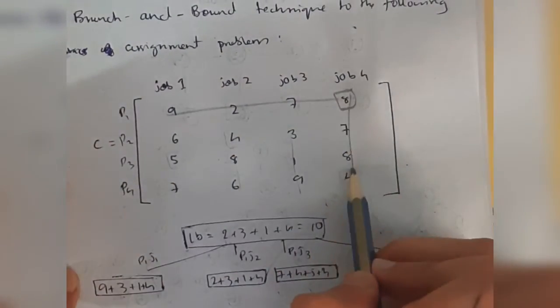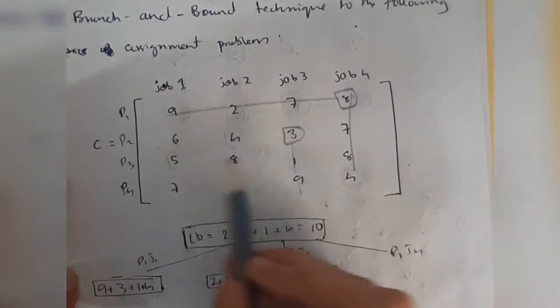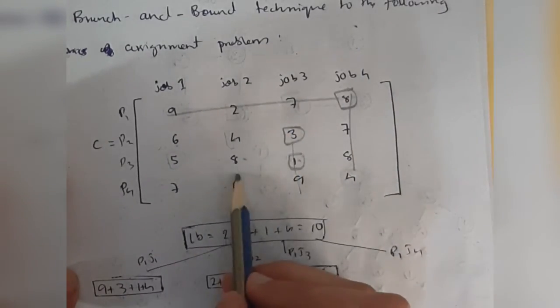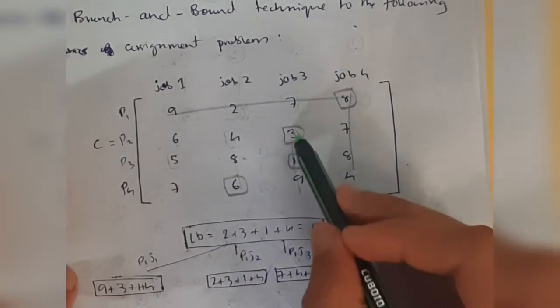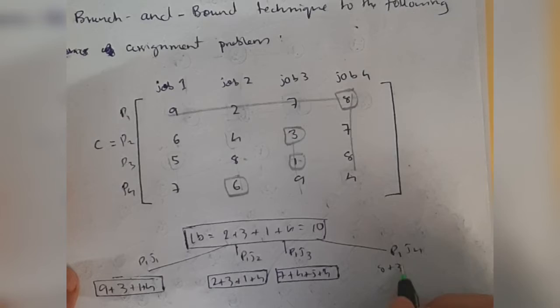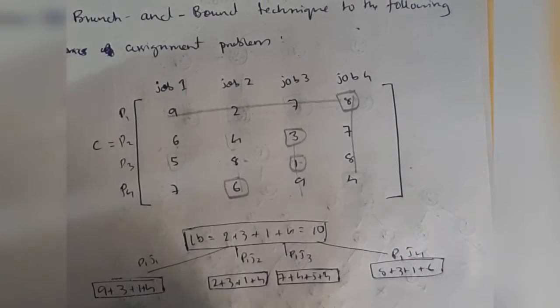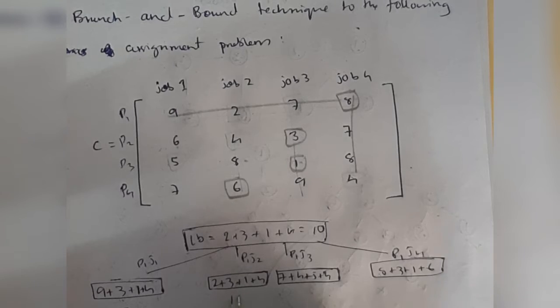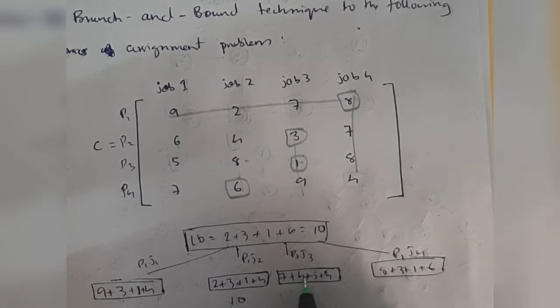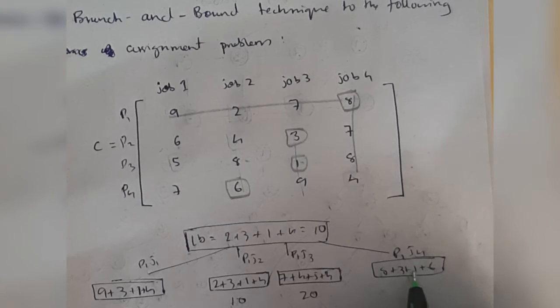Cut out the row and the column. 6, 4, or 3, 3, 5, 8, or 1, 1, 7, 6, or 9, 6. Then the sequence is 8 plus 3 plus 1 plus 6. Add up these: 9, 10, 11, 12, 12 plus 5, 17. 5, 2 plus 3, 5, 5 plus 5, 10, 7 plus 4, 11, 11 plus 9, 20, 8, 9, 10, 11, 11 plus 7, 18.